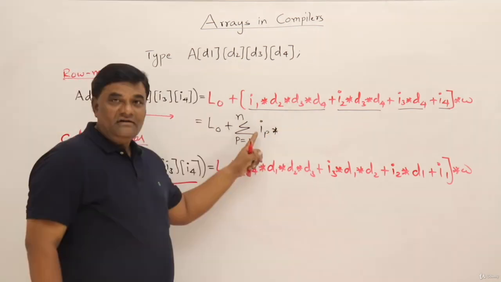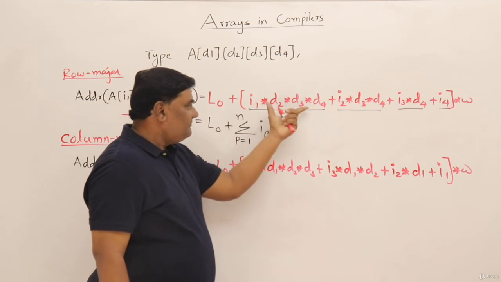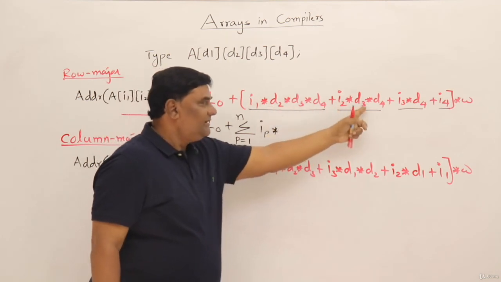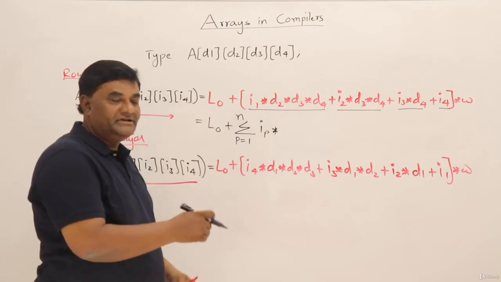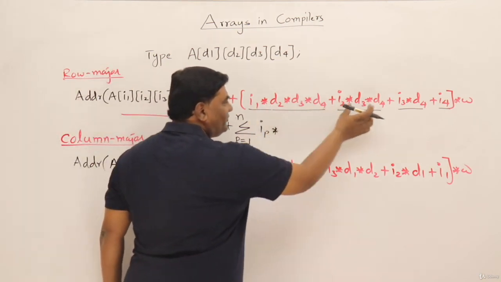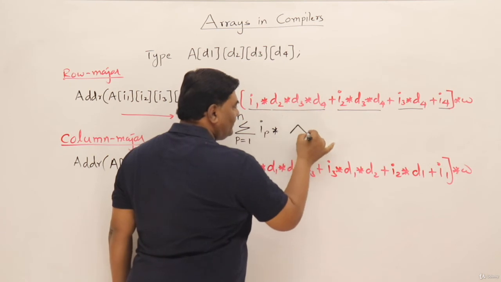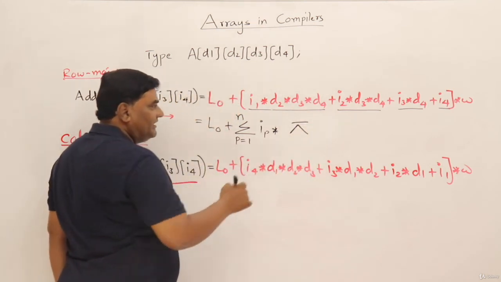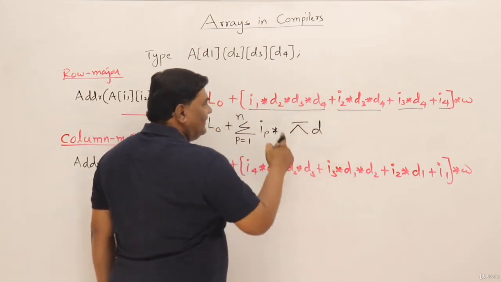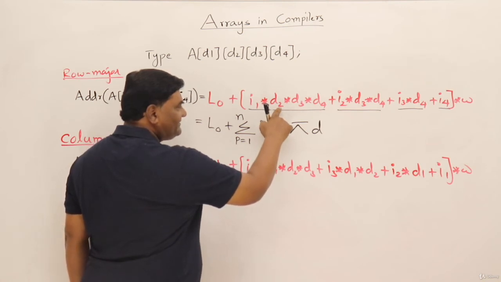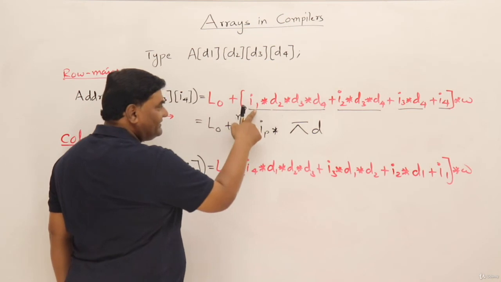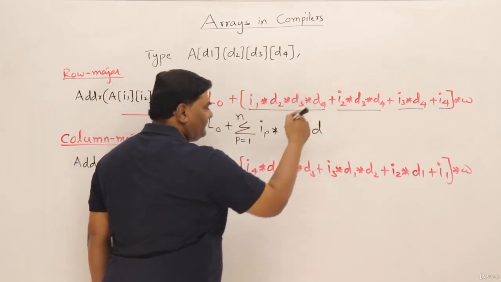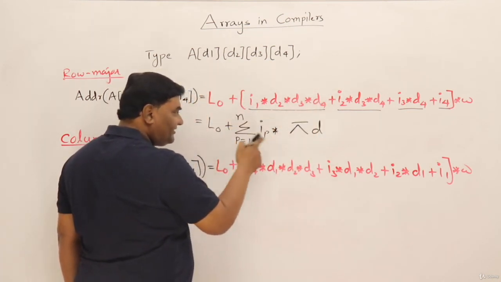Next thing, every index is multiplied by dimensions. This I2 is multiplied by D3 and D4. So it is multiplied by a product of dimensions. So we can use the product pi of D. Now these dimensions are taking subscripts 2, 3, 4, so for I1 it is 2, 3, 4, for I2 it is 3, 4. So these are taking the values after P.